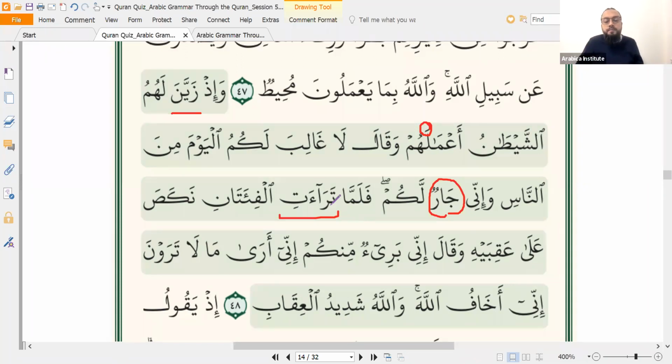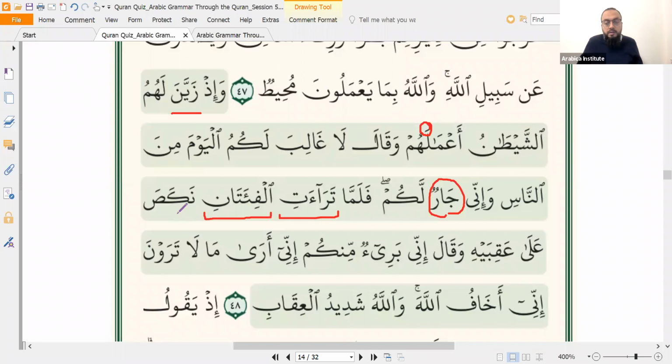Tawasala. Is that a dual or not? This is feminine because the verb stays singular before the dual or the plural subject. Okay, so this word is dual. Yes. Al-fi'atani is dual. That's right. So when the two groups saw each other, nakasa. Nakasa means to slink away, to shrink away.